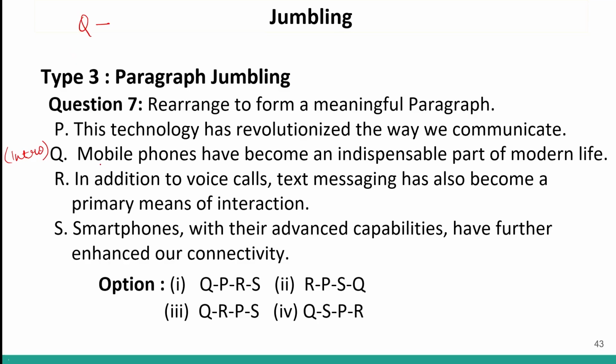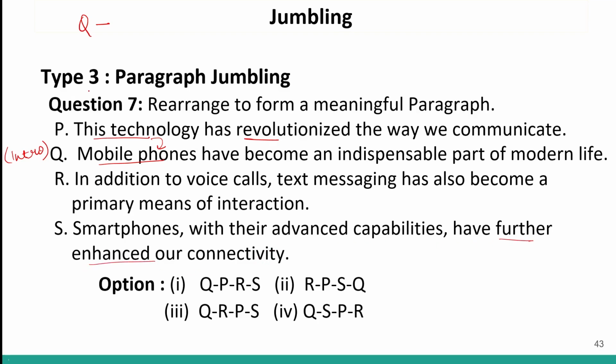So in Q, we talked about mobile phones, right? And in P, I said this technology has revolutionized. So maybe this technology refers to mobile phones. Let us check. R is, in addition to voice calls, text messaging has also become a primary means of interaction. And S says smartphones with their advanced capabilities have further enhanced our connectivity.